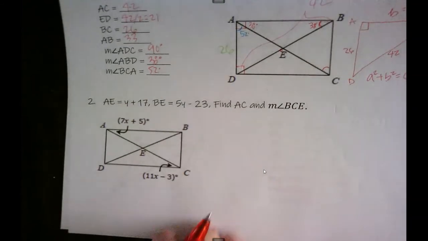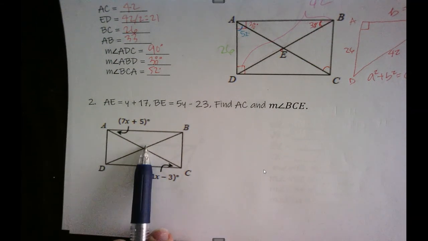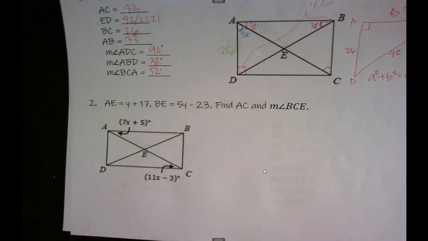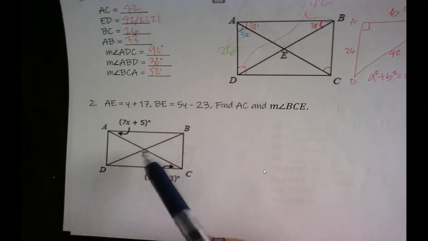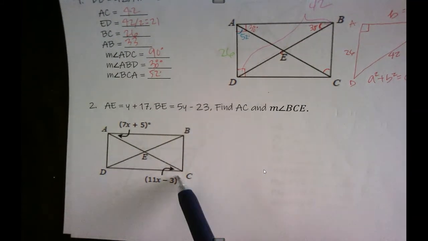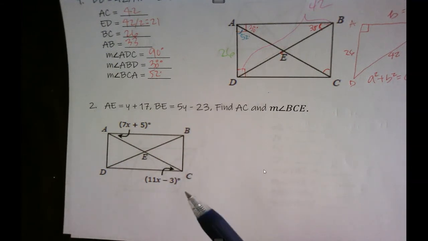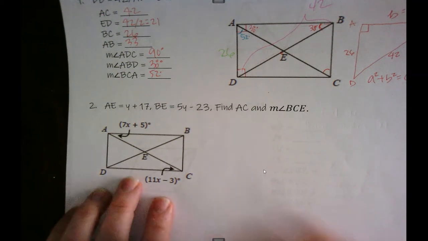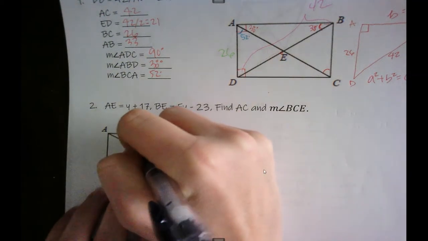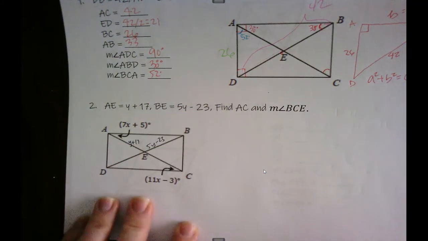All right, this final example down here, we've got AE equals y plus 17, BE, 5y minus 23. We want to find the total AC, and then we want to find this angle. So let's look at the line first. This is y plus 17, and BE is 5y minus 23.